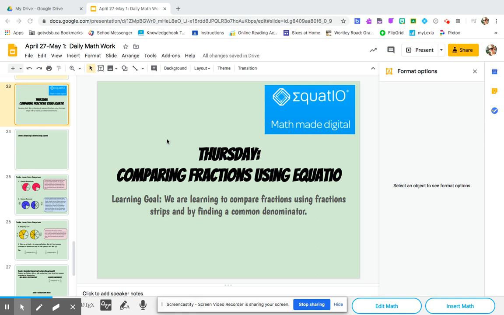Hi everyone, today we are comparing fractions using Equatio. Our learning goal is we are learning to compare fractions using fraction strips and by finding a common denominator.